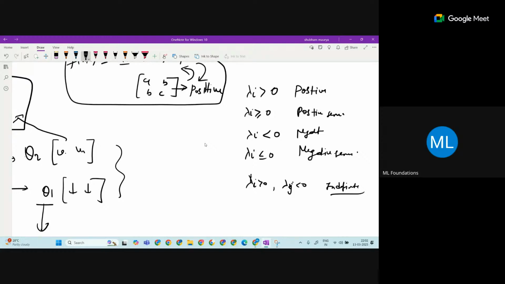Okay, that's all, the summarizing thing is there. Any doubt? One more question, sir. When we calculate the characteristic polynomial equation for calculating lambda, I have seen somewhere some.